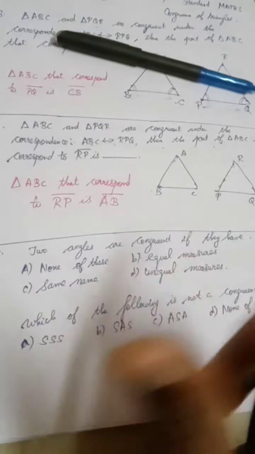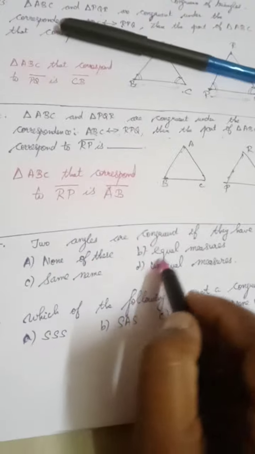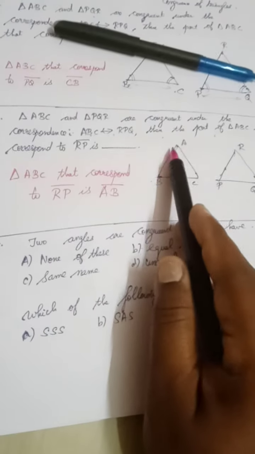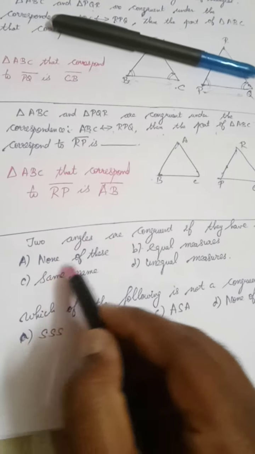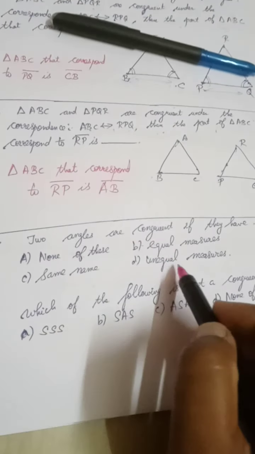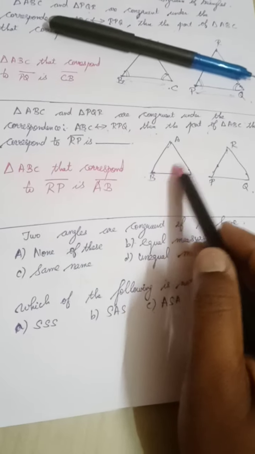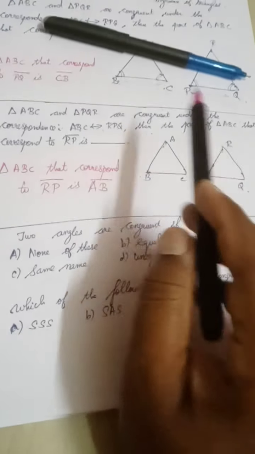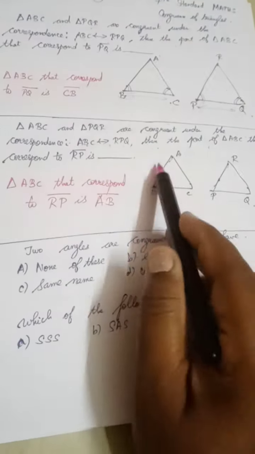Then, two angles are congruent if they have what? Two angles are congruent. The options are none of these, equal measures, same name, unequal measures. Equal measures is the one we are treating. Here also we have seen corresponding to PQ is BC, corresponding to RP is AB.